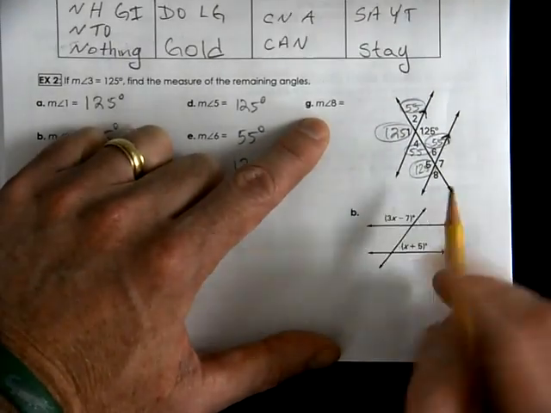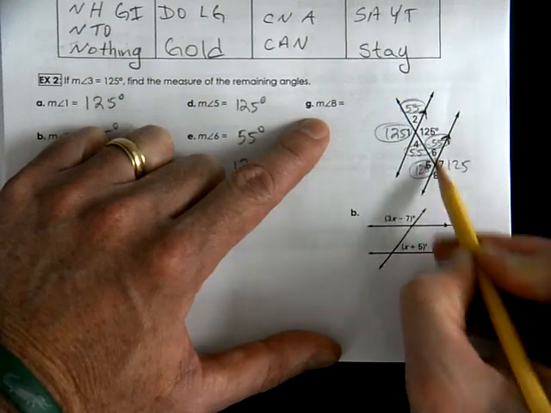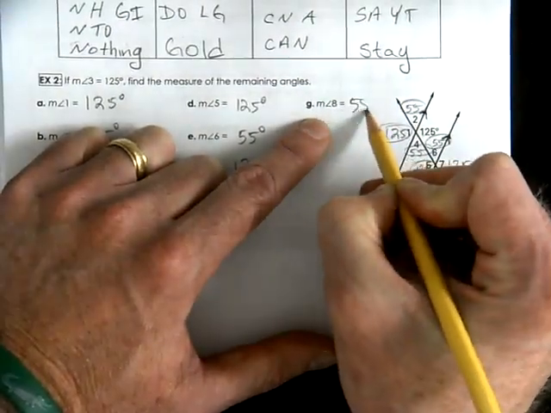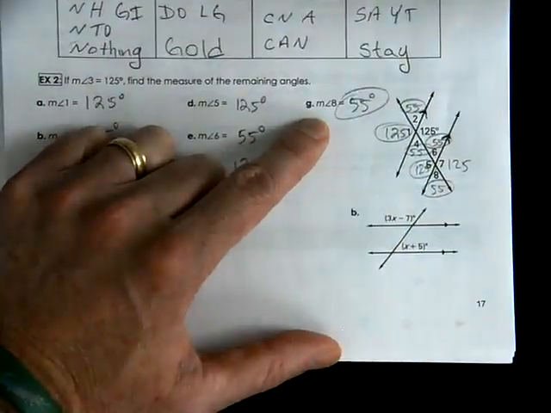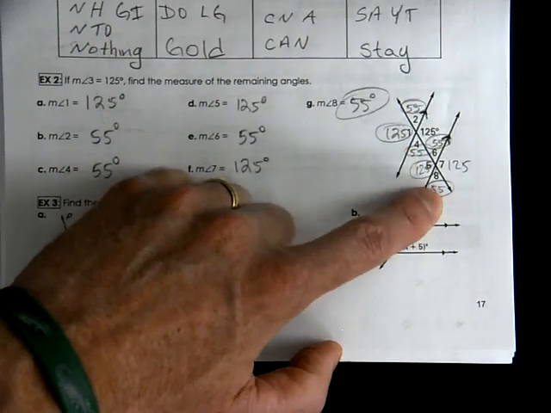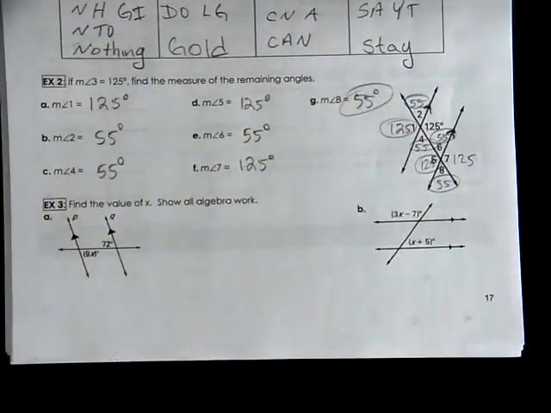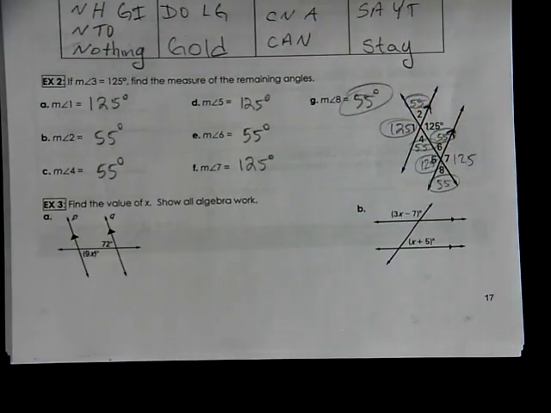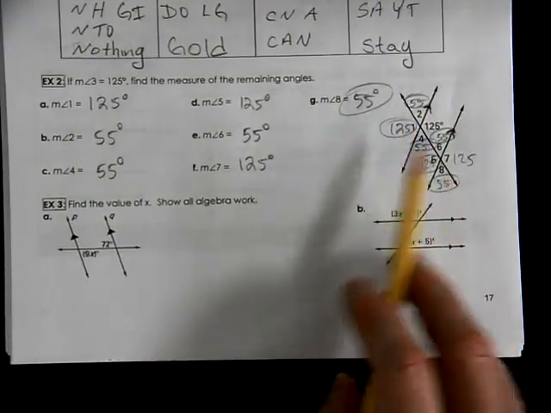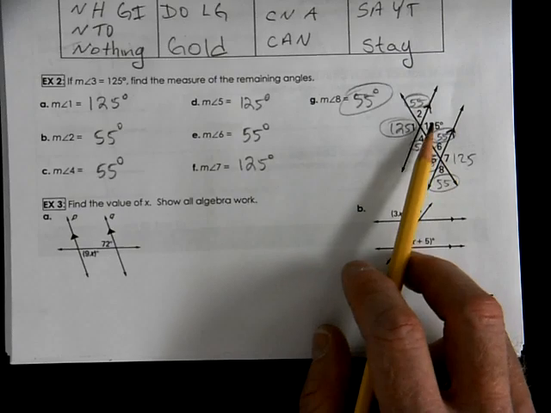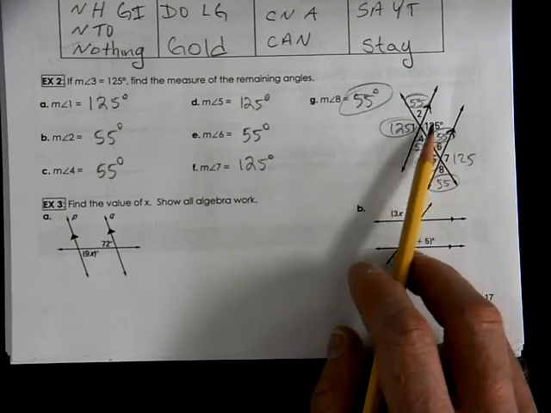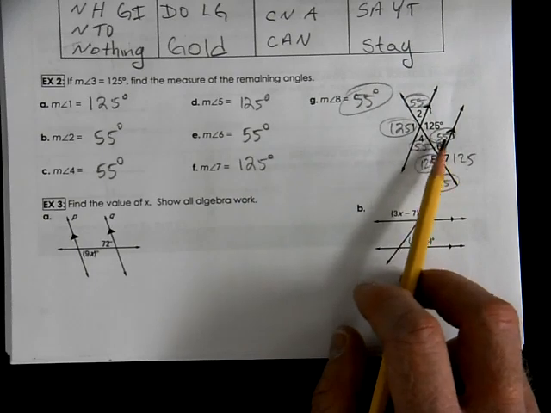Angle 8. Vertical with 6. Corresponding with 4. Alternate exterior with 2. Lots of different ways to do that. If the lines are parallel, then those types of angles, many of them are congruent. Consecutive interior angles, notice, those are supplementary.